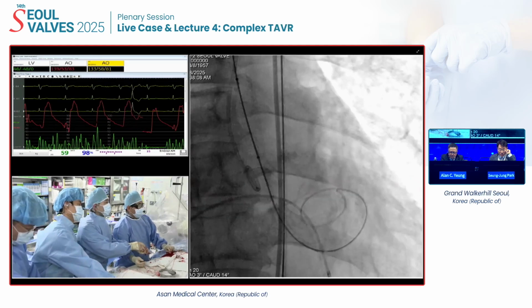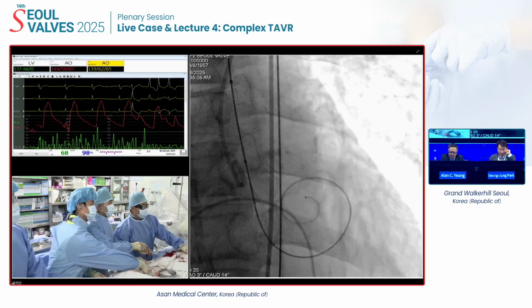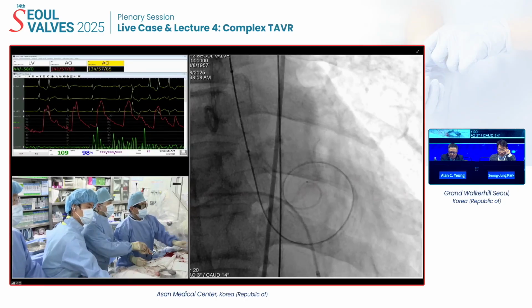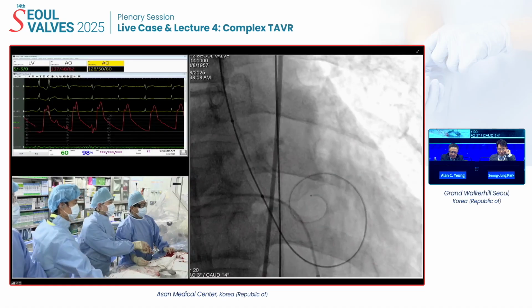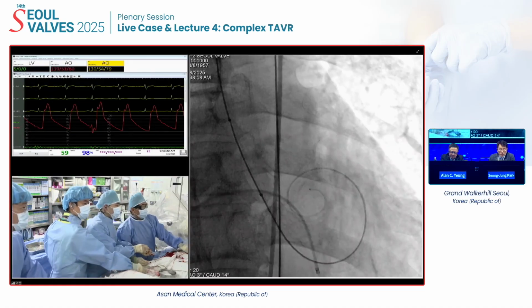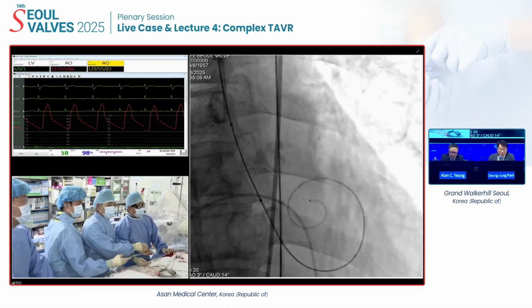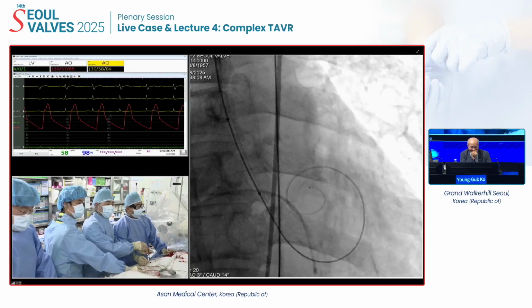Dr. Ahn, are you using cerebral protection in this case? No, no. This young patient with heavy calcium, no. Even though there is no data to support cerebral protection device use in this case.